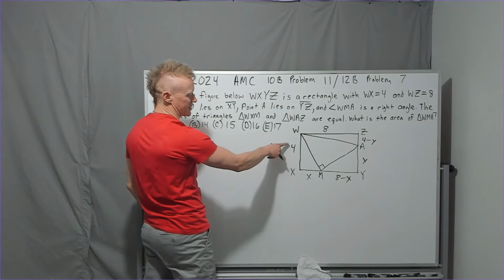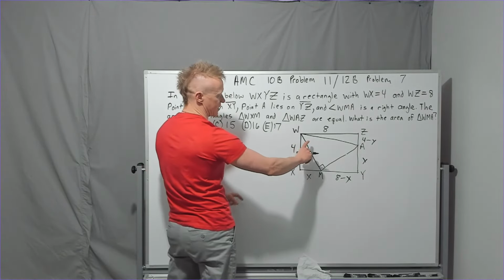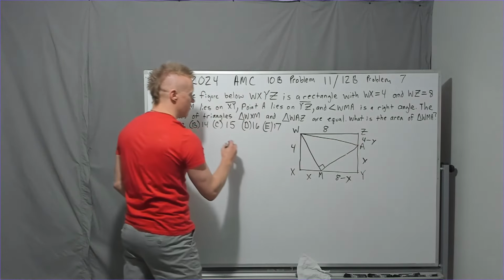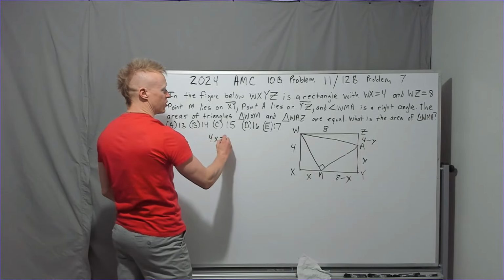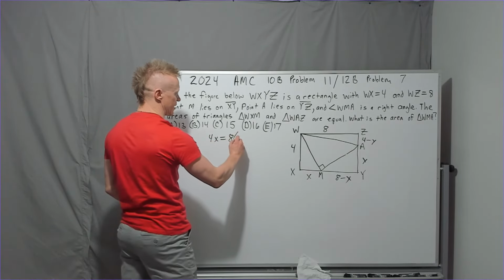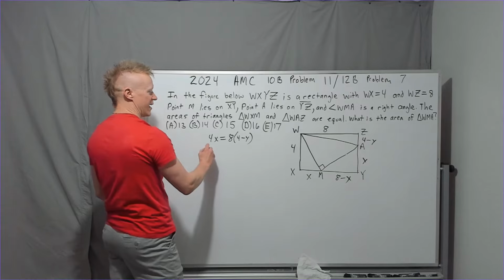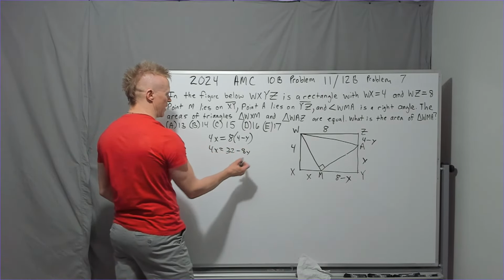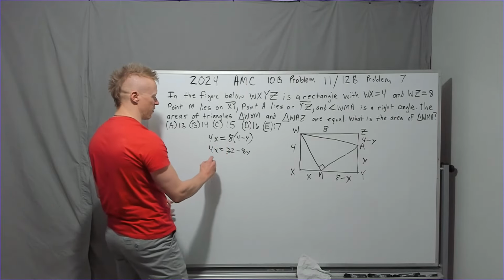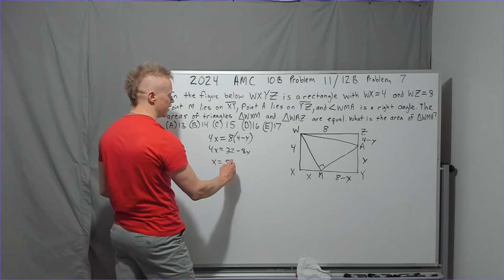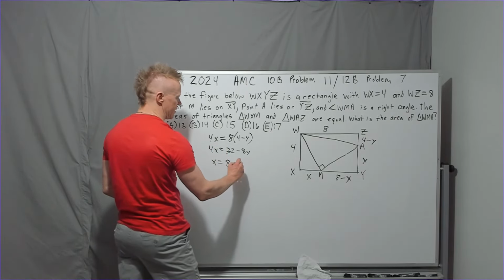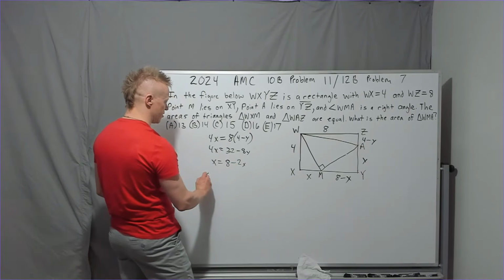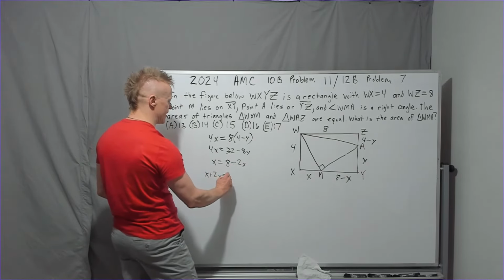I just went ahead and set the base and height X times 4 and this times that must be equal. So 4X has to equal 8 times 4 minus Y. And so you get 4X equals 32 minus 8Y. Probably should have just divided by 4 first. That would have been smarter. X equals 8 minus 2Y. So X plus 2Y equals 8.